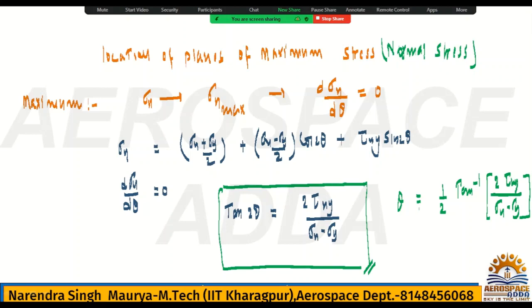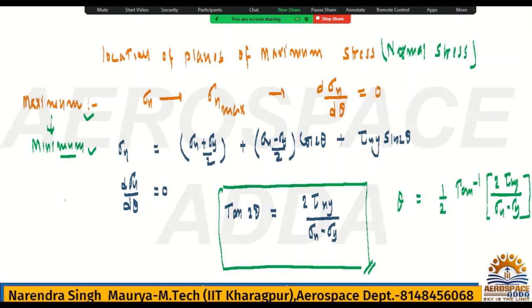And the corresponding planes will be called the major and minor planes. Where you are getting the maximum normal stress value, that will be called the major principal stress, and where you are getting the minimum value of this normal stress, that will be called the minor principal stress. As I told you, if you differentiate and make it equal to 0 with respect to theta, that will be the condition for maximum, and the same condition you will get for the minimum. Okay, so for maximum and minimum both you will achieve it when you differentiate with respect to theta and make it equal to 0.